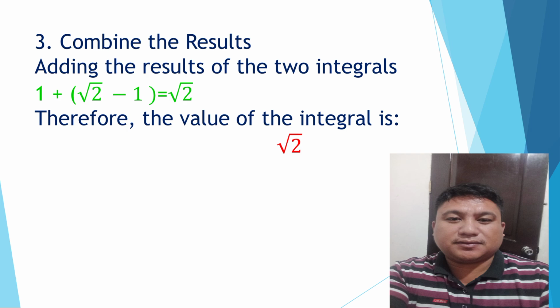Then combine the results, adding the results of the two integrals. 1 plus square root of 2 minus 1 equals square root of 2. Therefore, the value of the integral is square root of 2.